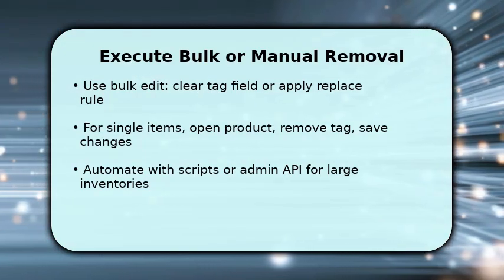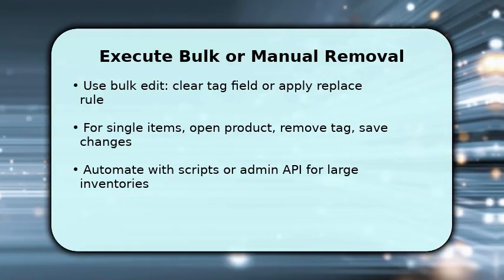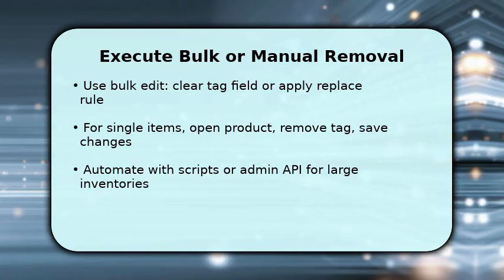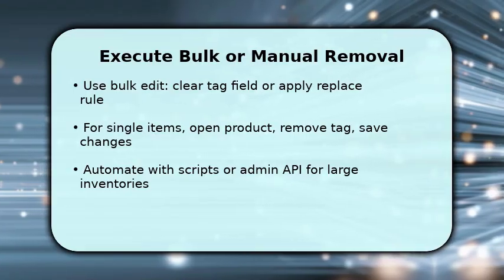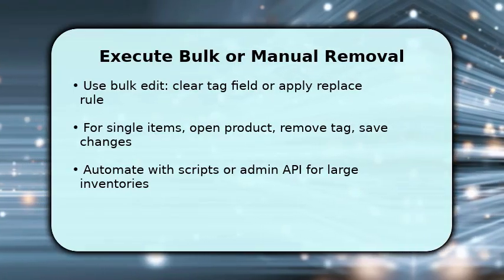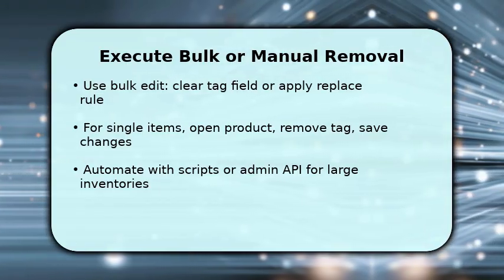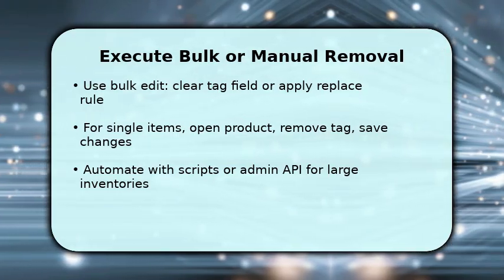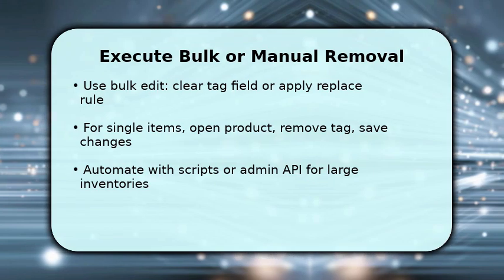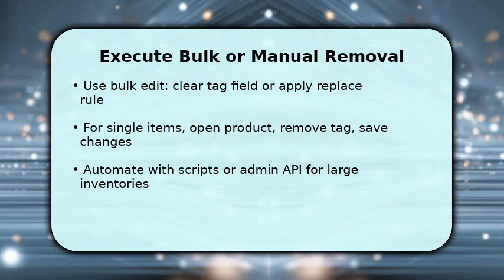Choose bulk editing for many products or manual edits for exceptions. If using bulk edit, clear the tag field or use a replace rule to strip the tag from selected rows. For single items, open each product record, remove the tag, and save. If you have thousands of items, use an API script or CSV import with empty tag values to automate. This scales safely. Throughout, watch for dependencies like collections or automation rules that also rely on those tags.